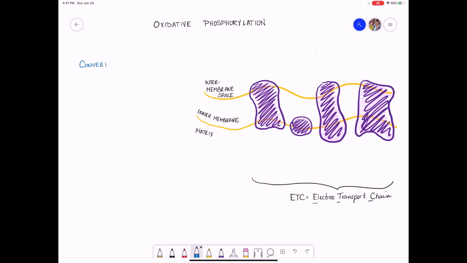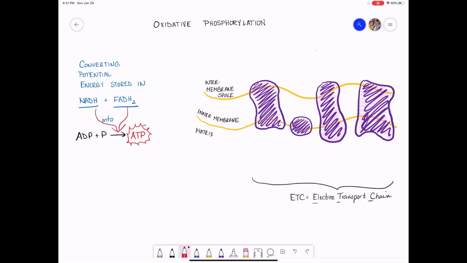Oxidative phosphorylation is going to take the potential energy that we stored up in glycolysis and the citric acid cycle in the form of NADH and FADH2 and convert that potential energy into the phosphorylation of ADP to create ATP. So that's our goal: convert the potential energy of NADH and FADH2 into ATP energy.